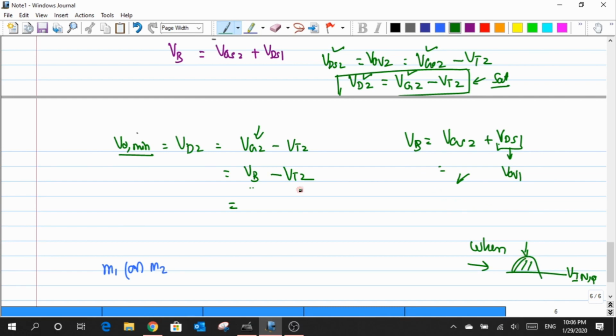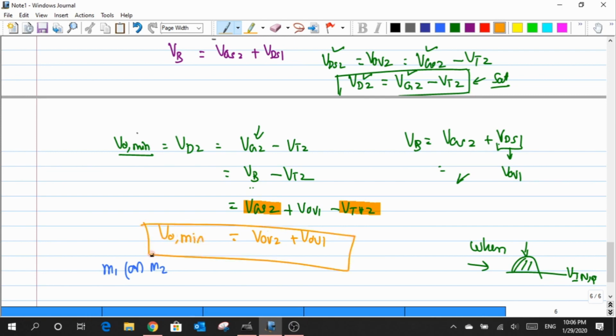Let me plug in this value as VGS2 plus VOV1 minus VTH2. Again, one could see that the combination of this term and the combination of this term would give us a factor which is nothing but VOV2 plus VOV1, and that is nothing but my Vout minimum.